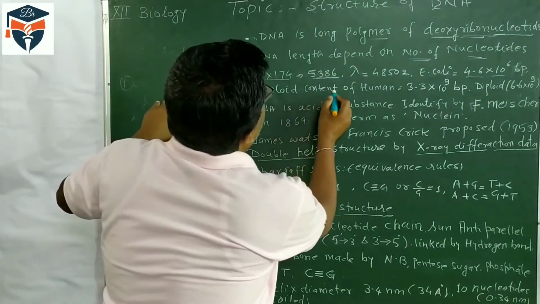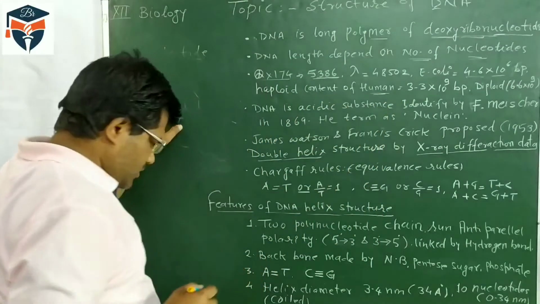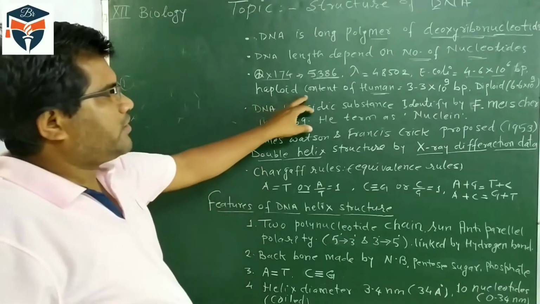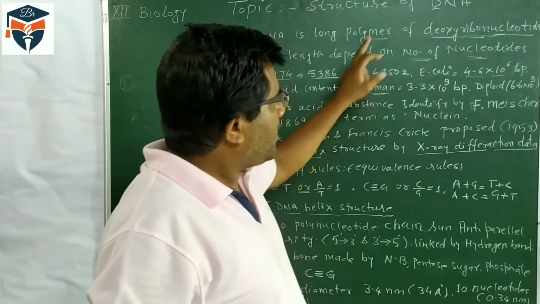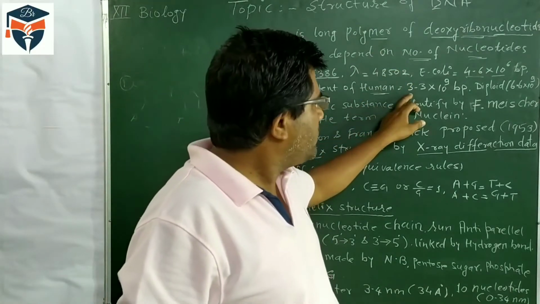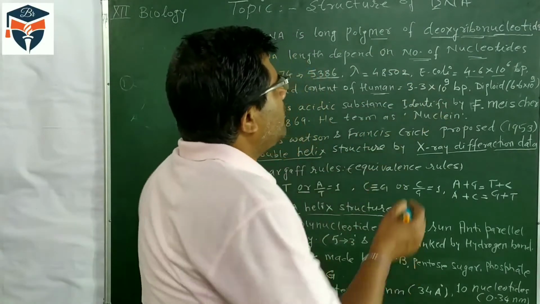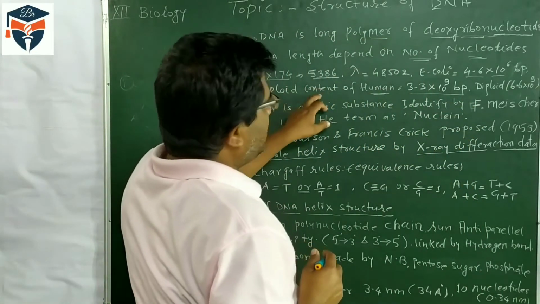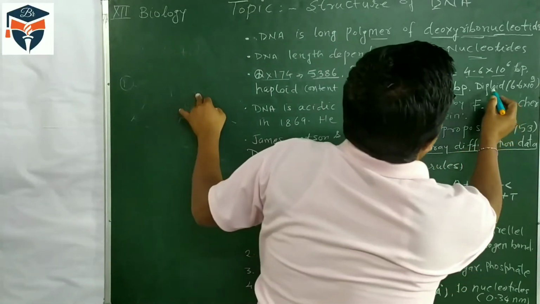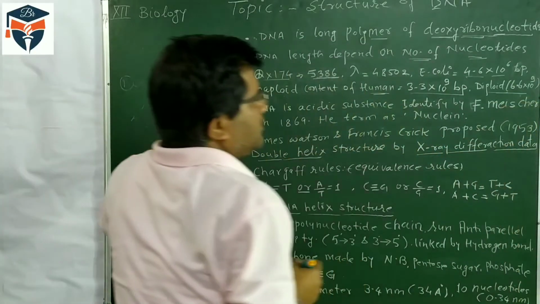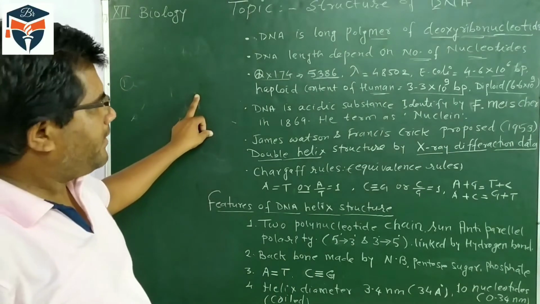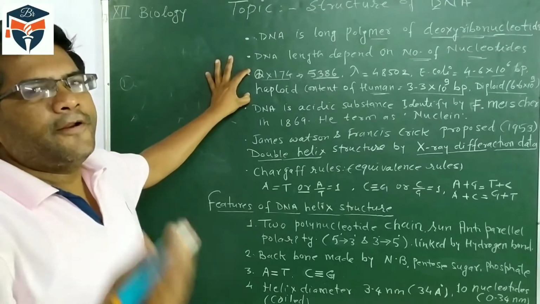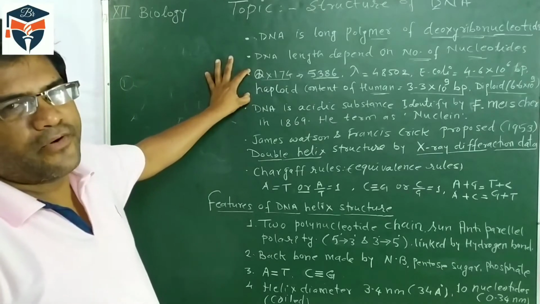Similarly, the haploid content of human, meaning in the ovum as well as the sperm, has 3.3 × 10^9 base pairs, which means nucleotides. In the diploid content in the human, it is 6.6 × 10^9. So these are the numbers of nucleotides in the DNA of different organisms.